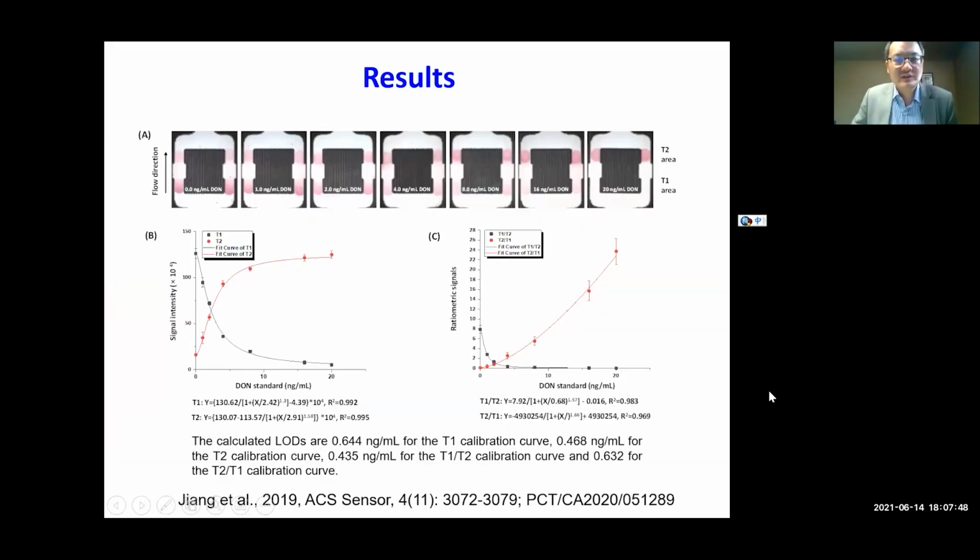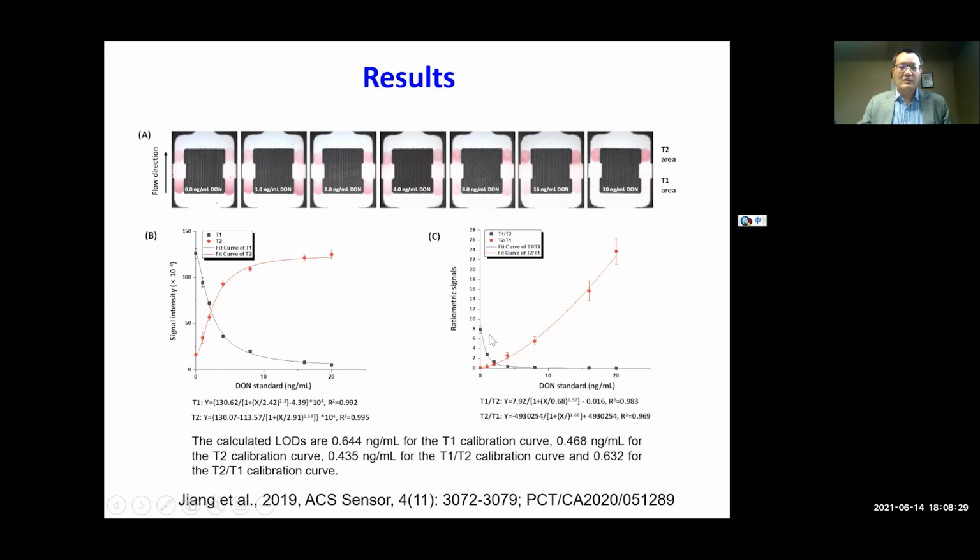So the result: this is a standard curve with 0 nanogram per ml DON, and 1 nanogram per ml DON, up to 20 nanogram per ml DON. This is T1, this is T2, and with increased DON concentration, you can see the signal of T1 becomes weak, right? And with increased DON concentration, the T2 signal becomes stronger. So as the DON concentration increases, T1 decreases and T2 signal increases.